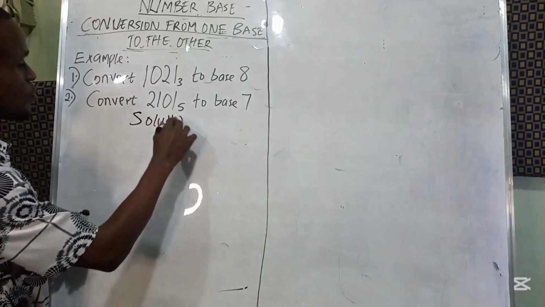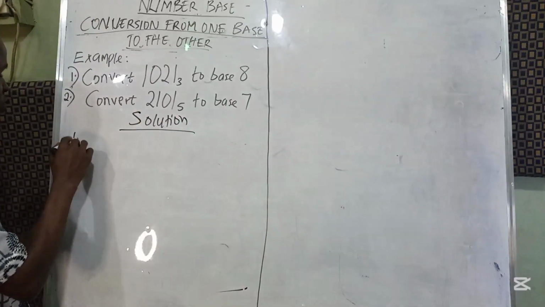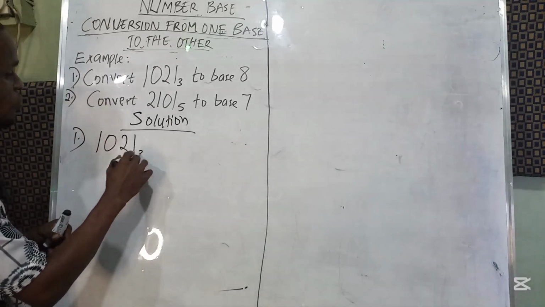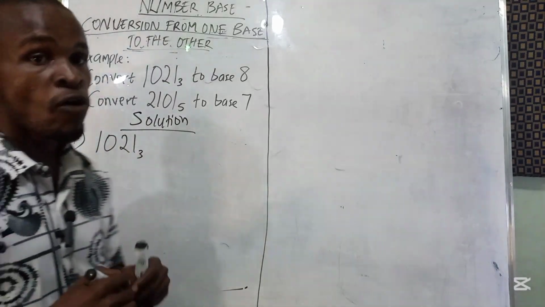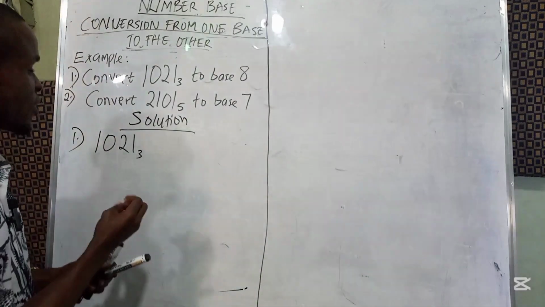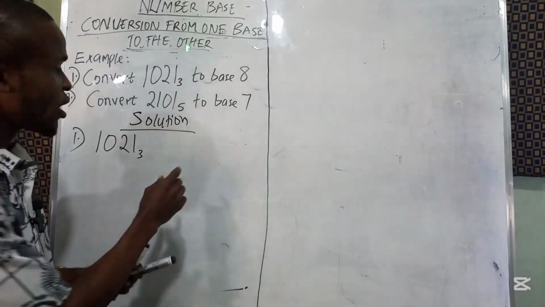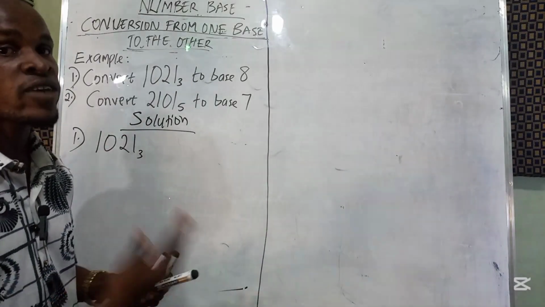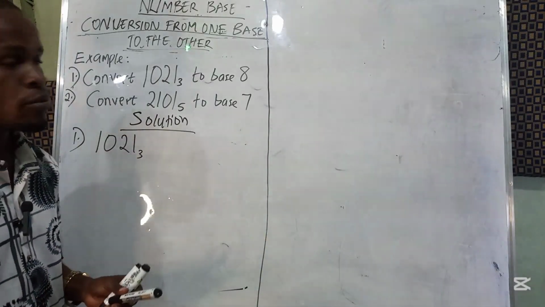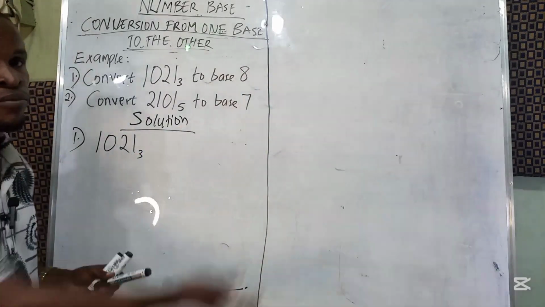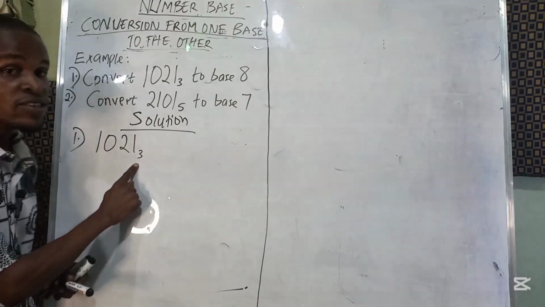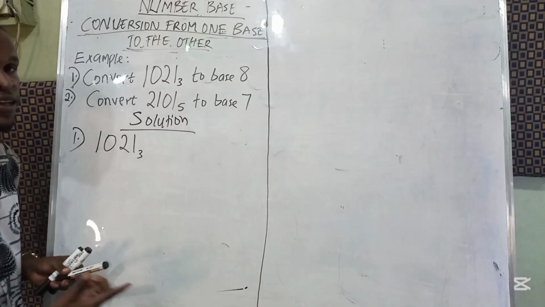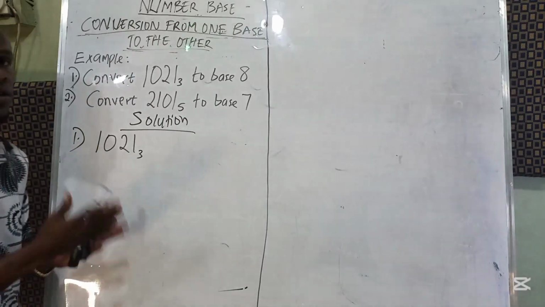Solution. All right, the first thing is that we should convert 1021 in base 3. Now, note this: to convert from one base to the other, first, we need to convert to base 10. That's the denary, before you now convert to the required base. So we will convert from base 3 to base 10. And to convert from base 3 to base 10 implies us doing the expanding form, right?